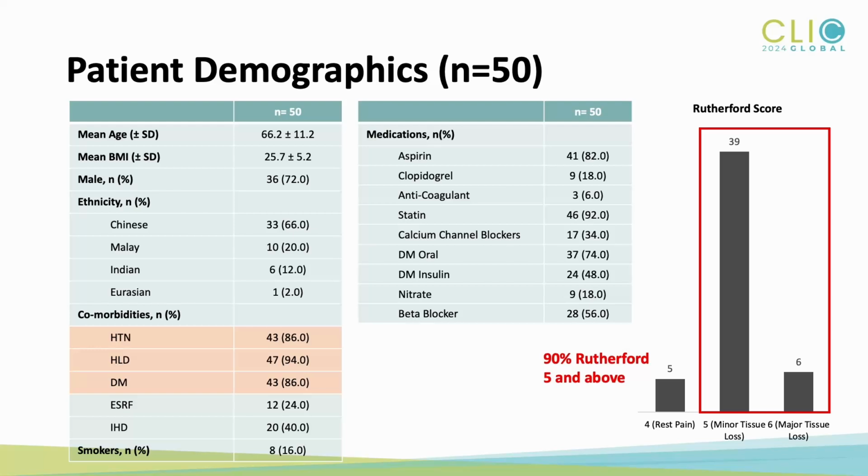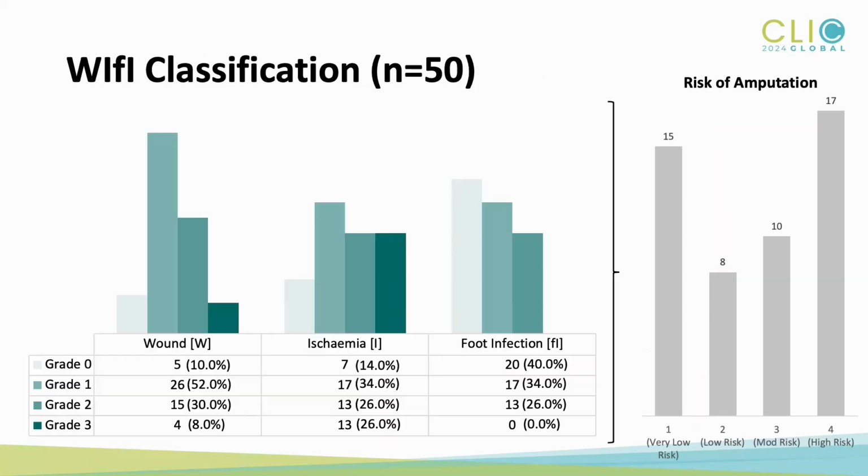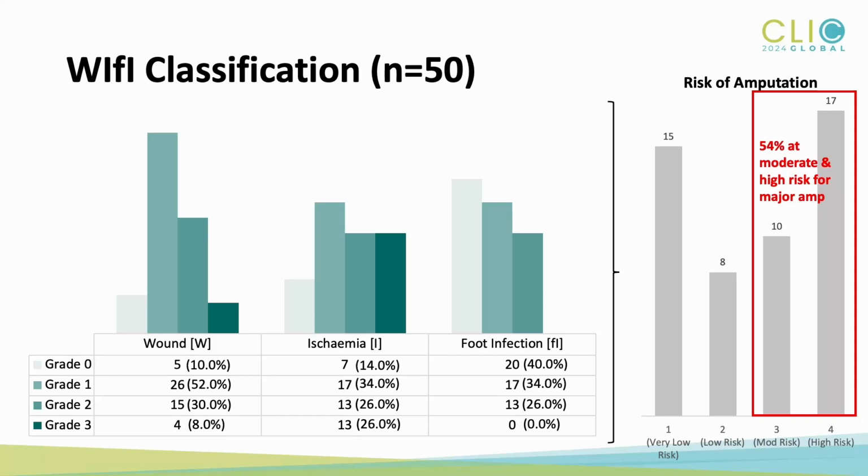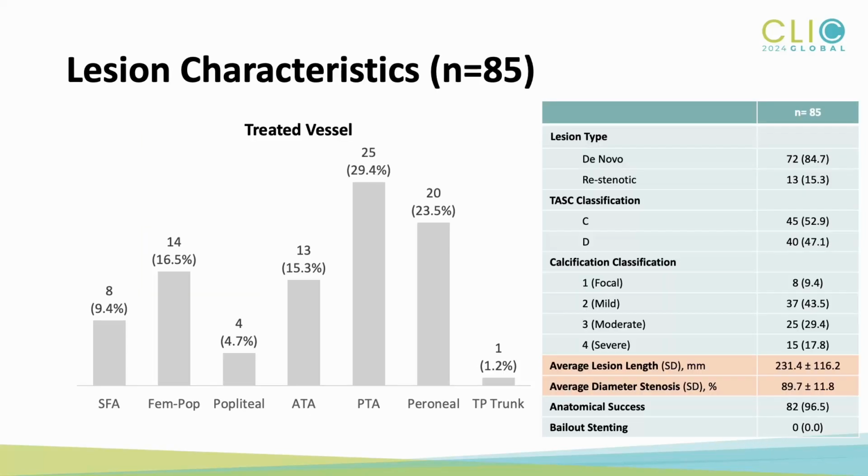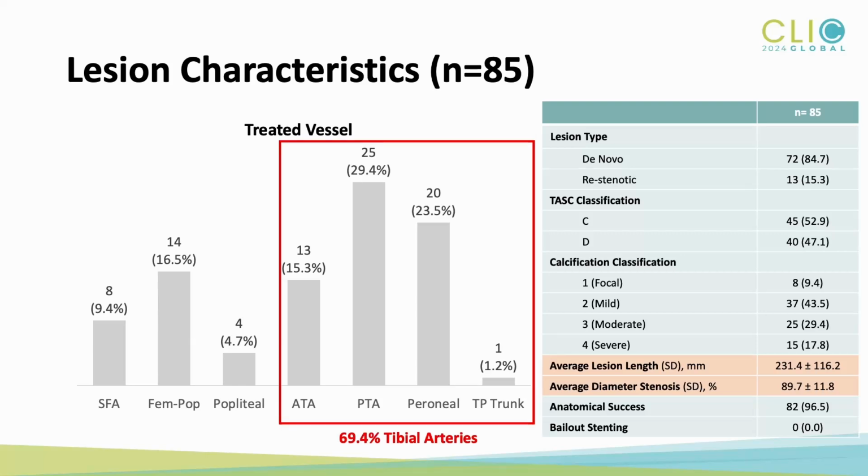The Rutherford score is majority Rutherford 5 and above. In terms of the Wi-Fi classification, you can see over here the risk of amputation is 54% at moderate or high risk for amputation in this group of patients. For these 85 patients with 85 lesions, most of them are in the BTK vessel, 69.4% of the arteries, and the average lesion length is 23 centimeters. So really quite long lesions, much like what we see in the real world.